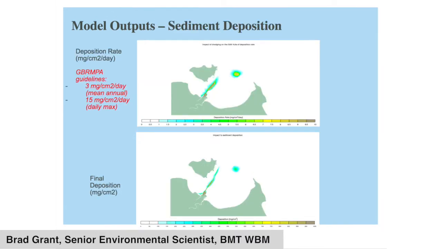So we also looked at sediment deposition after each maintenance dredge run. So the top one is deposition rate. You can see GRUMPA guidelines is 3 milligrams per square centimetre per day, and that's a mean annual, so that's an average over the whole year. And then they've got a daily maximum value of 15 milligrams, and that's to look at those peaks, those acute impacts of sediment deposition. And you can see during the maintenance modelling, we're getting sediment deposition somewhere around about, it's a bit hard to tell, somewhere probably around here. But it's sort of contained around the channel and also the DMPA out there.